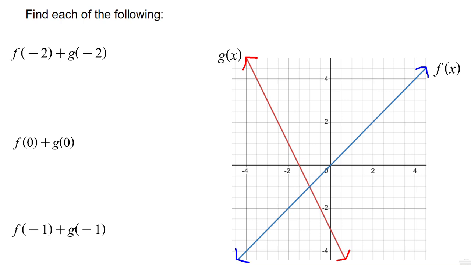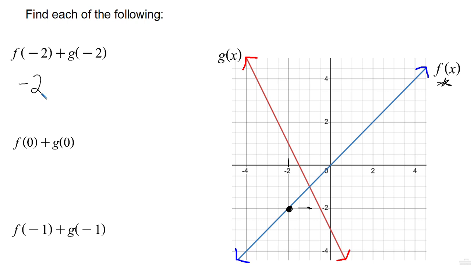To find f of negative 2 plus g of negative 2, all we have to do is find the value of f of x at negative 2. So here's f of x, our blue function. If we go to x equals negative 2, we can see that the y value there is also negative 2. So f of negative 2 is negative 2.